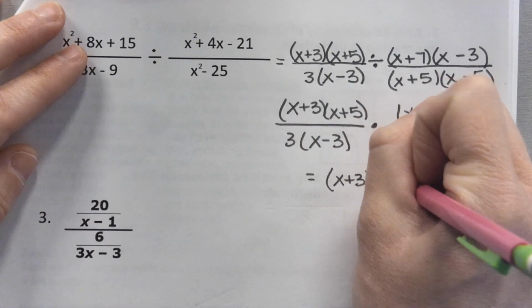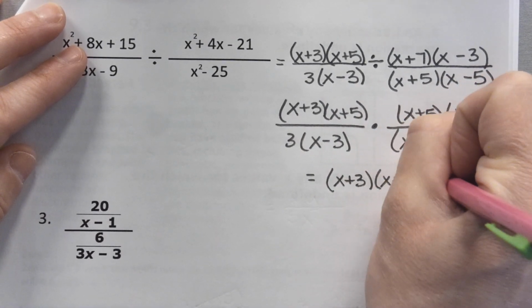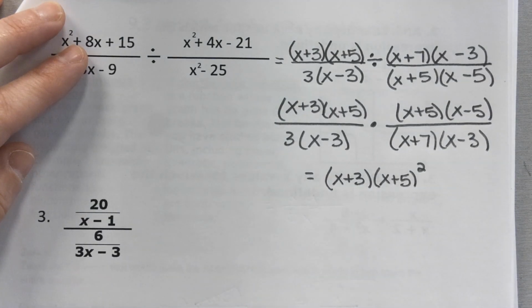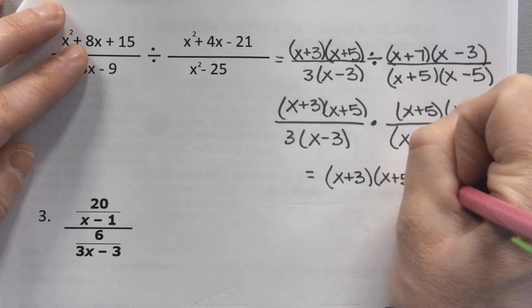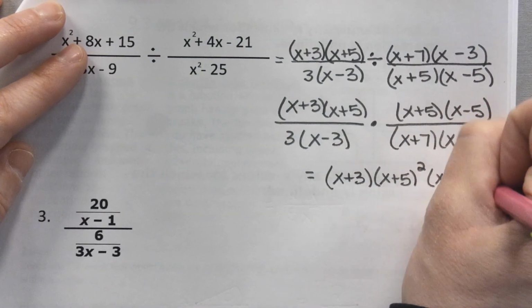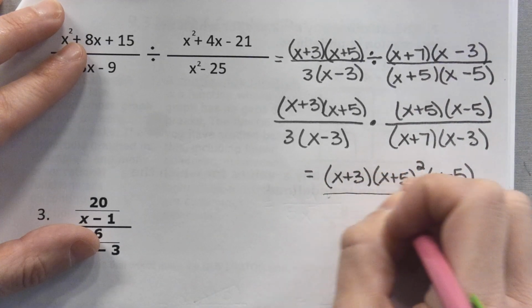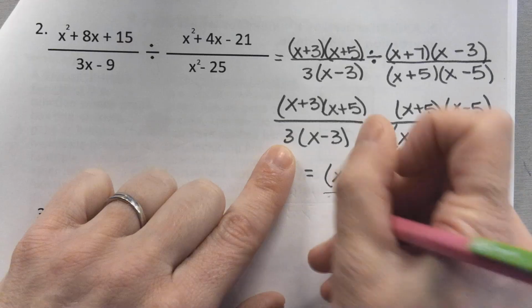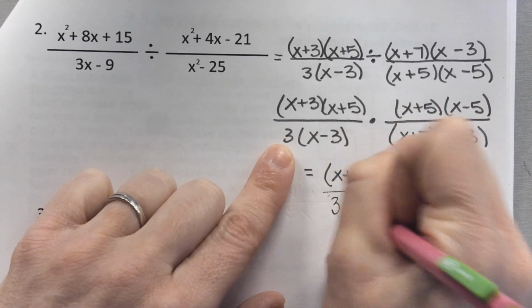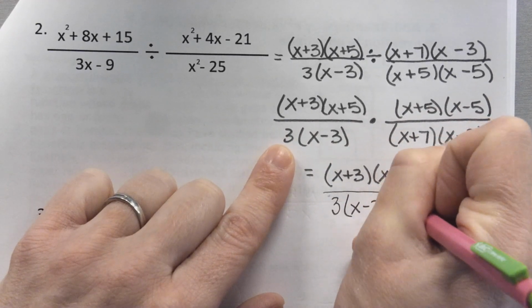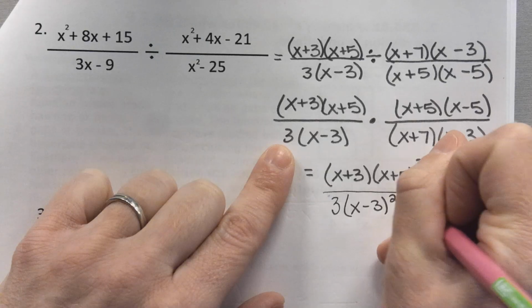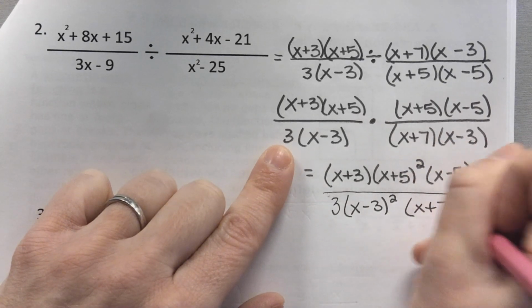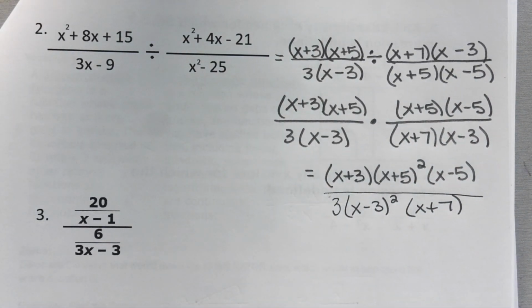I'm going to rewrite that as x plus 3, that set of parentheses, squared. I've got an x minus 5. That's not the same thing, so I can't group that with the others. In the bottom, I have 2 x minus 3's. So I'm going to rewrite that as that set of parentheses squared, and then I have an x plus 7. There's nothing that can cancel. That's a bummer.